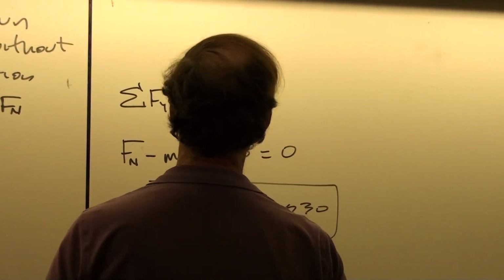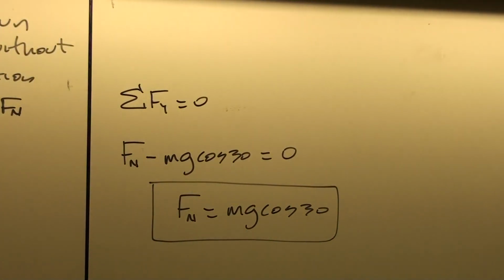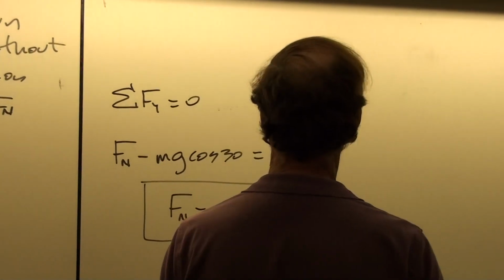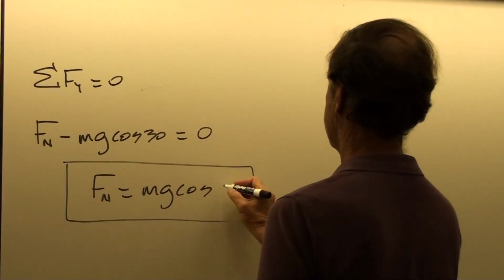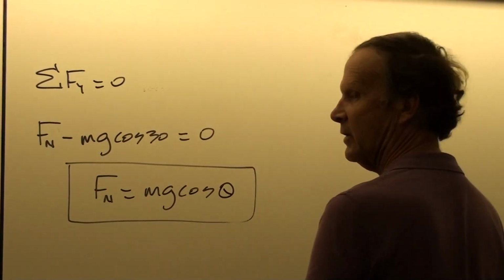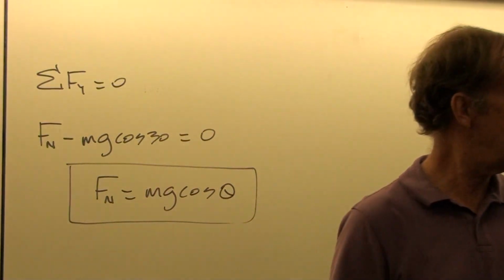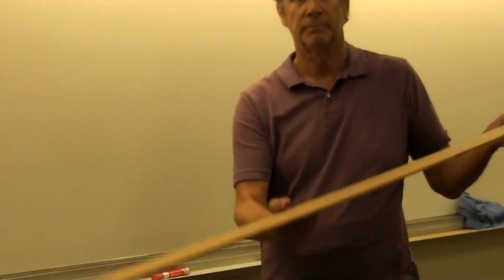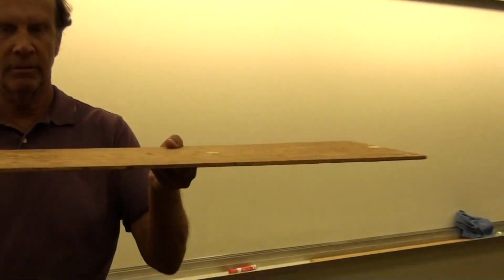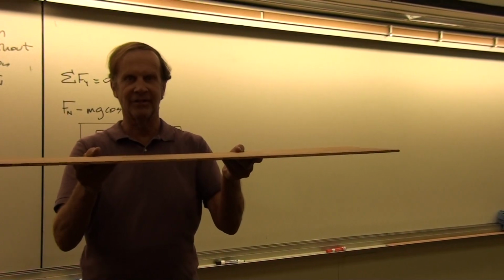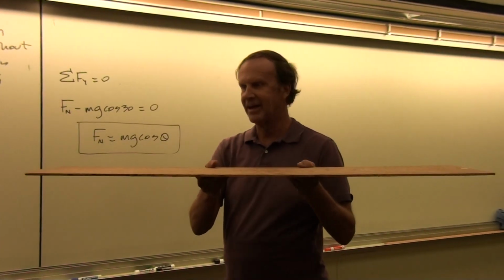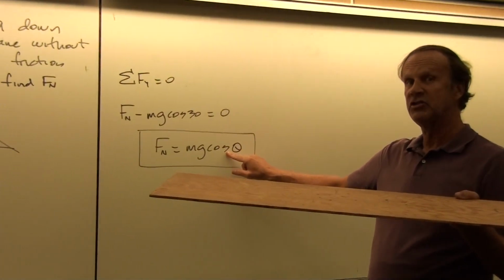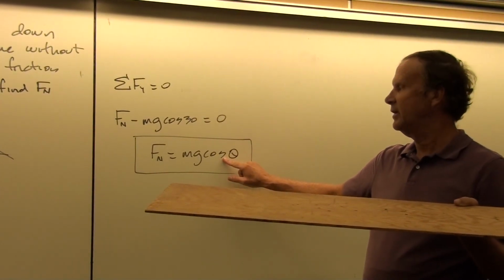Okay. Now in general, if this angle is theta, this could be any angle of inclination. We could call it cosine of theta. So what if theta is 0? Theta is 0, then we just have a horizontal level surface. And if that's the case, then the normal force is mg times the cosine of 0, which is just mg. The cosine of 0 is 1.